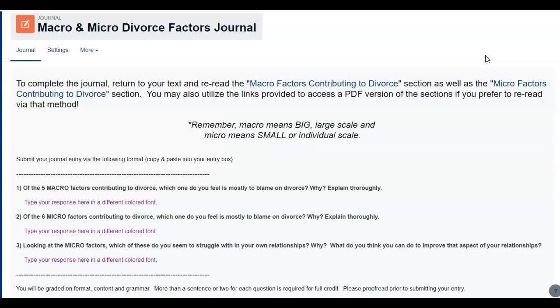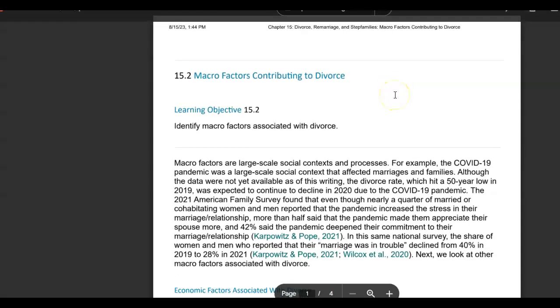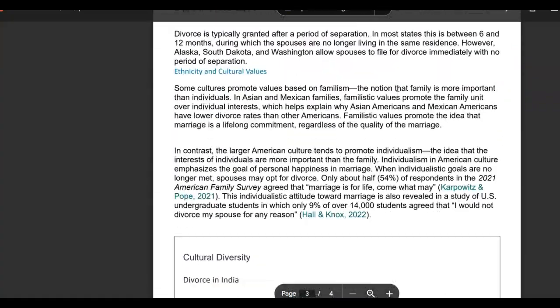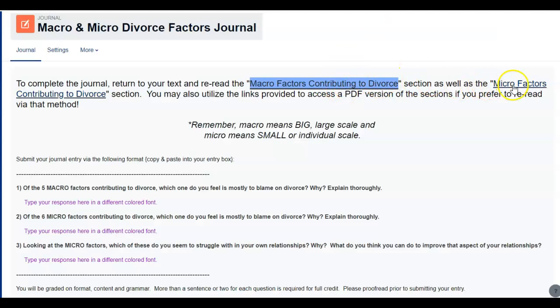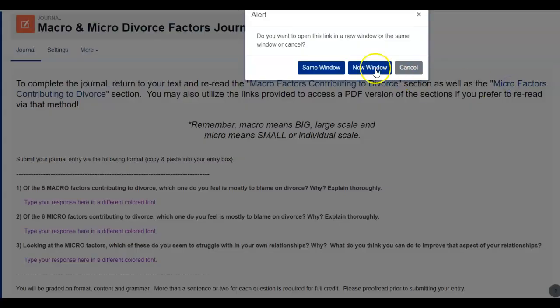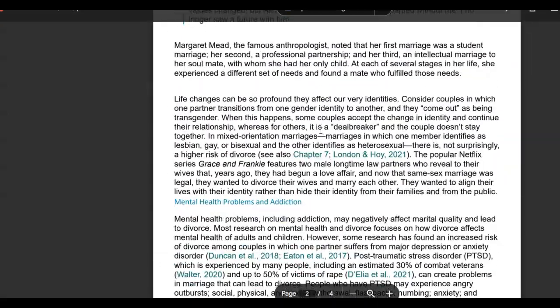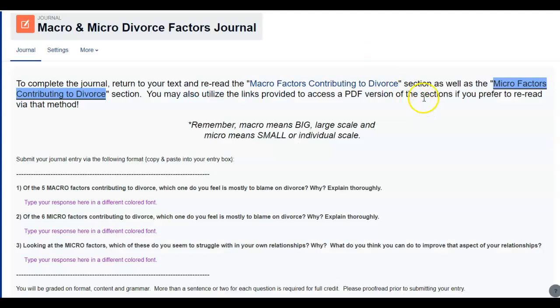What I have done for you, so you don't have to do all of that, because I know getting back into the Sage Vantage platform is sometimes a challenge, is that you can just click on these items here. I have downloaded those items for you from the textbook in PDF format, so you can just click on that link and reread that section. There's a macro section and there's a micro section. You'll have to click on both in order to read each of the sections. That to me is just easier for you than getting back into the textbook.